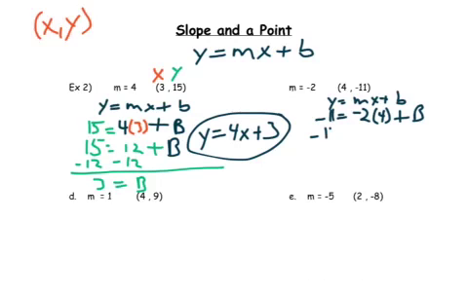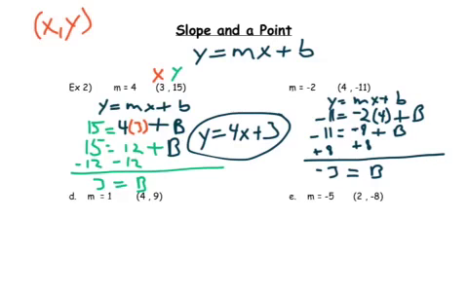-11 equals -8 plus B. Add 8 to both sides. Use your calculator here. Negative 11 plus 8 is negative 3, equals B. So I have an M, I have a B, write my equation. Y equals negative 3x, I'm sorry, negative 2x. Y equals negative 2x minus 3.